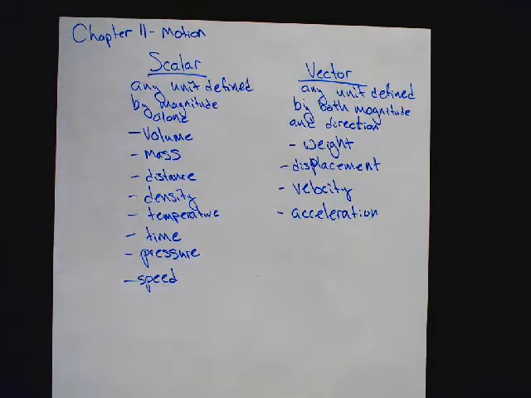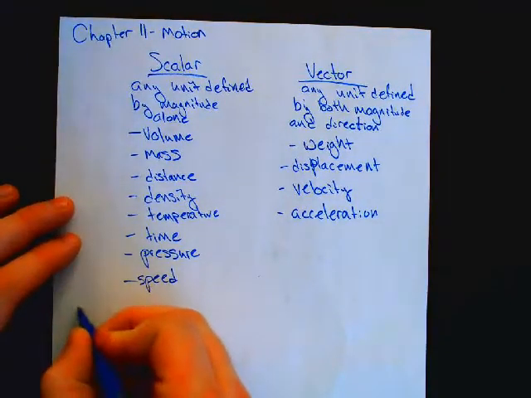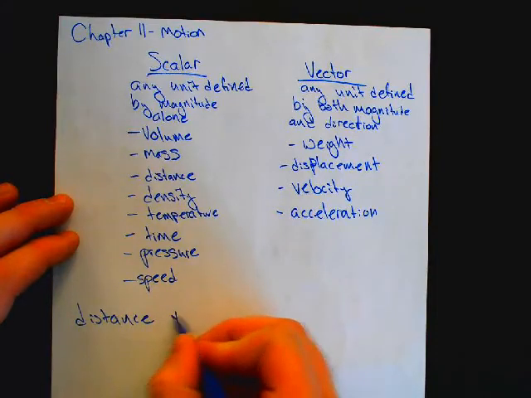All right, so vectors are units with both direction and magnitude. Why is it speed? We're going to get to that in a minute. Okay, so first two units we're going to talk about today are distance and displacement. Distance and displacement.